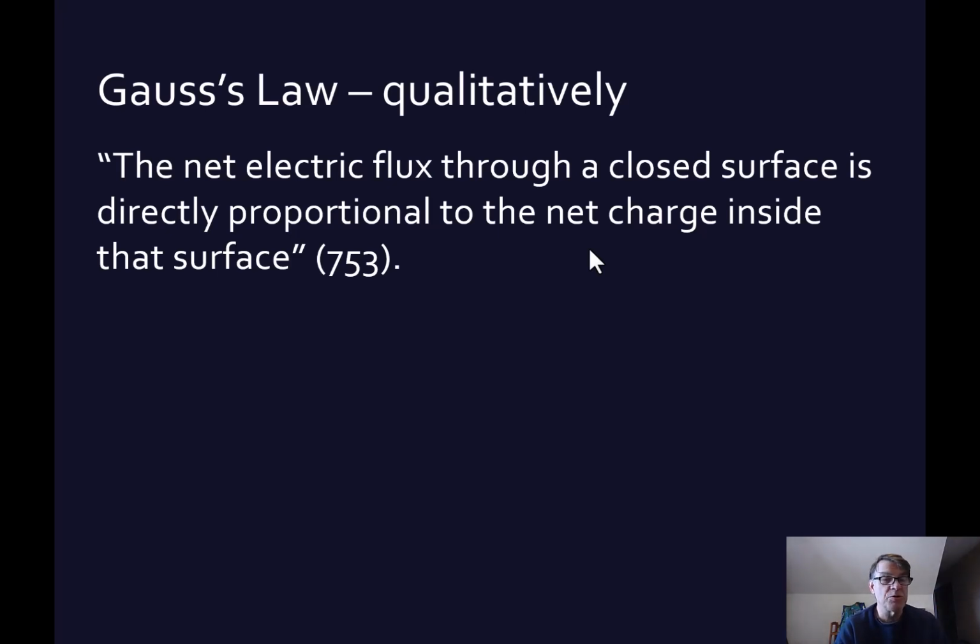Qualitatively, we can express Gauss's law in this way. The net electric flux through a closed surface is directly proportional to the net charge inside that surface. Doesn't matter what kind of surface you're talking about. As you'll see in the examples in this section, it could be a sphere, a box, a cube, whatever. But basically, the amount of electric flux coming out of that surface is directly proportional to the net charge inside.